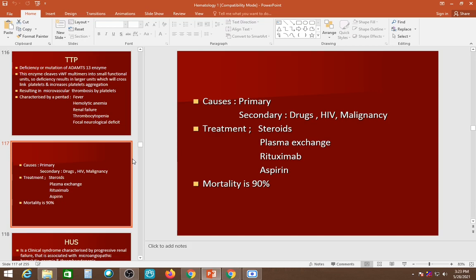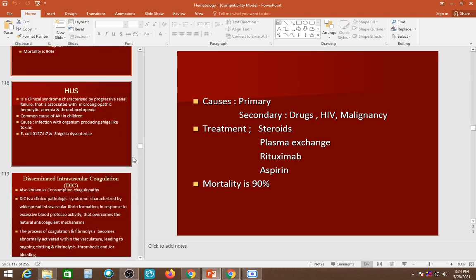For the treatment, they said we have no other choice, we have to put them on steroids, then we can go for plasma exchange, or we can give rituximab, that is an anti-CD20, and aspirin because of the thrombosis. But they said that unfortunately the mortality is very high, 90%.